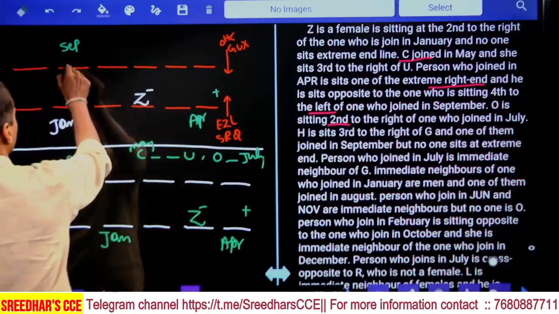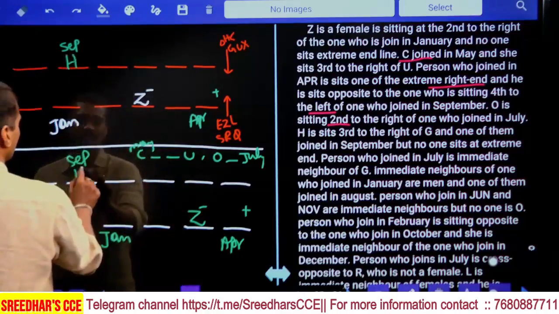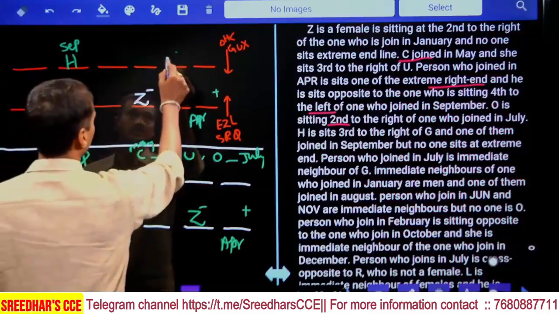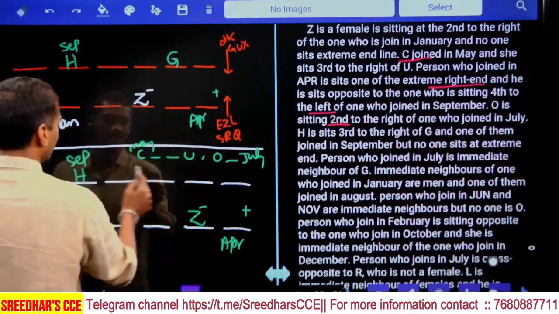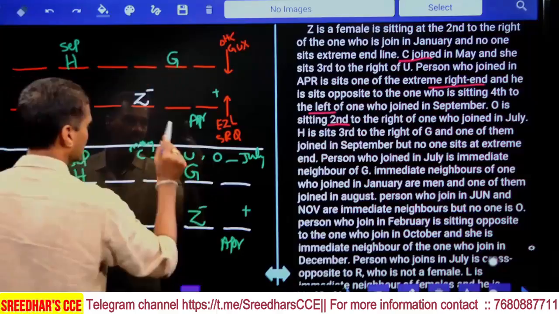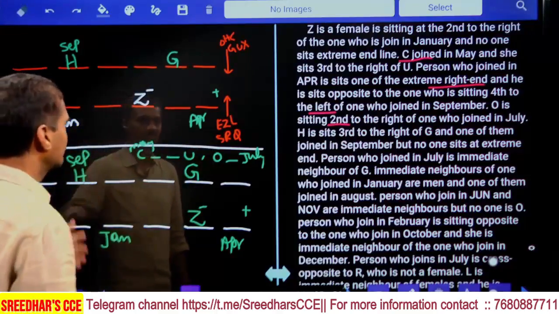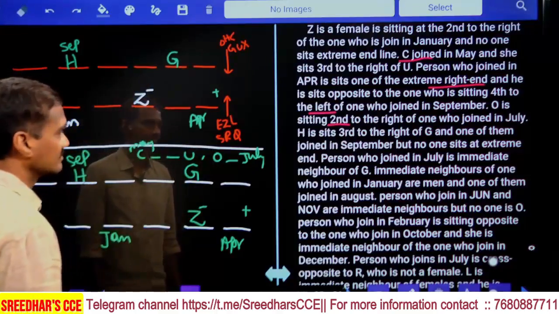Hence H must be here. H must be in the month of September. And H sits to the right of G, so G is here: 1, 2, 3. H sits to the right of G, so G must be at this place. And one of them is in the month of September. G and H are done, isn't it?